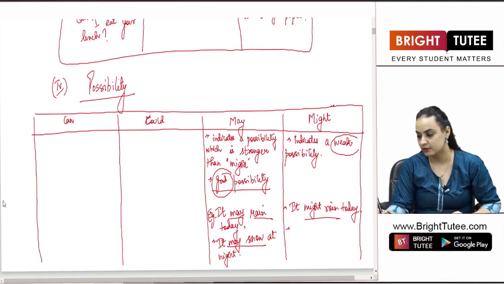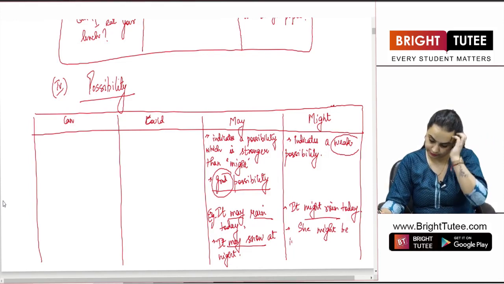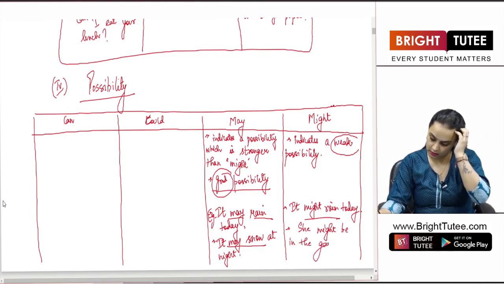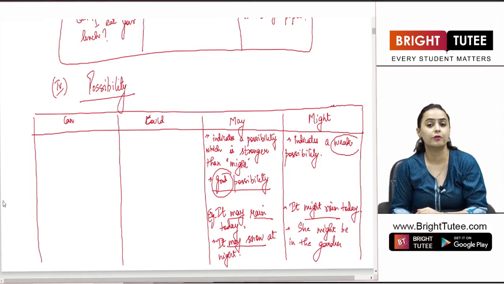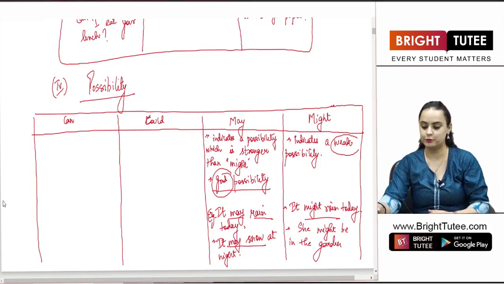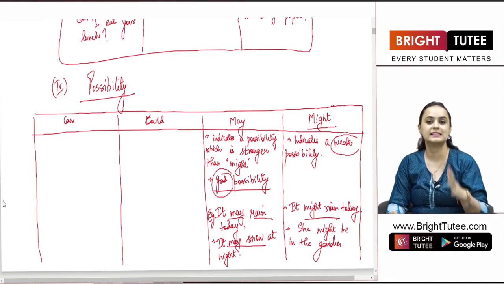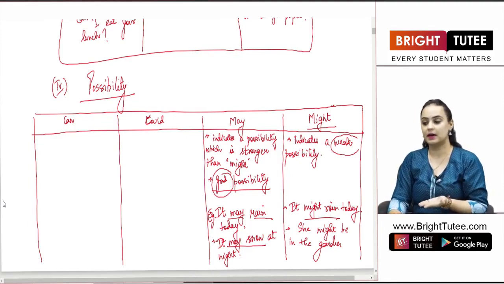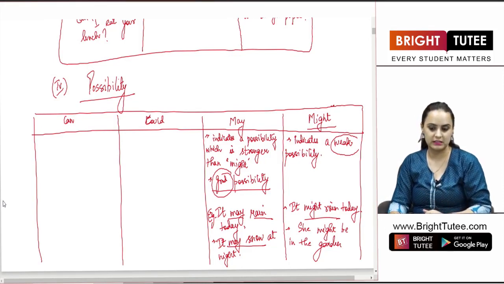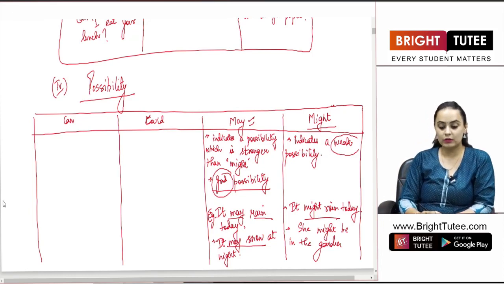If I give you another example, she might be in the garden. Very weak possibility of her to be found in the garden, we use might. So when the possibility of something to take place is the weakest, we use might. When it is stronger than might, that means it is a good possibility for something to take place, we use may.